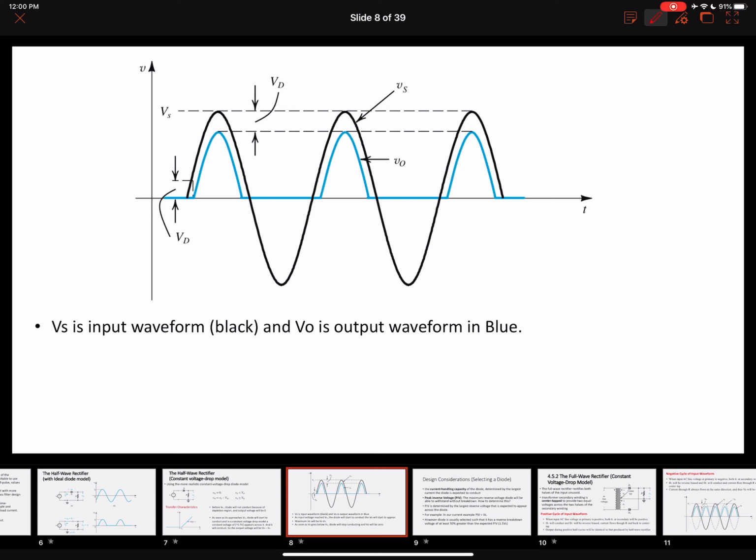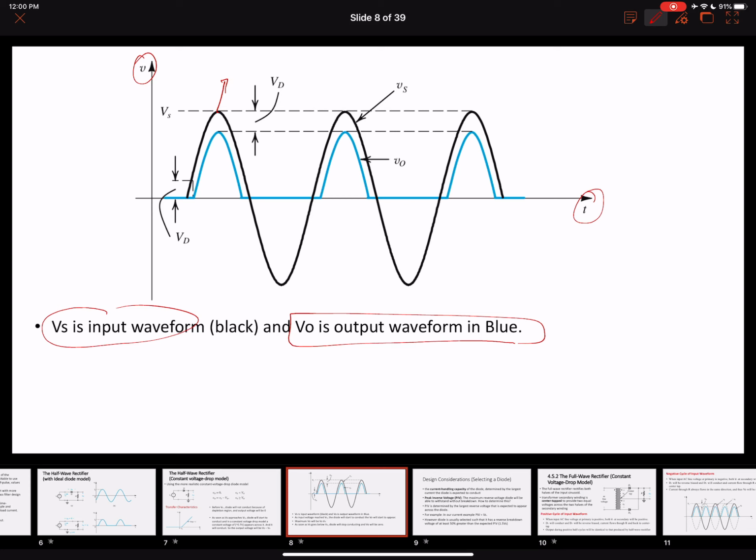Okay, so this is how it looks. This is a time varying component, this is the output voltage. This shows both the input and the output voltages, where the black line shows the input waveform, and the blue line shows the output waveform in this figure.